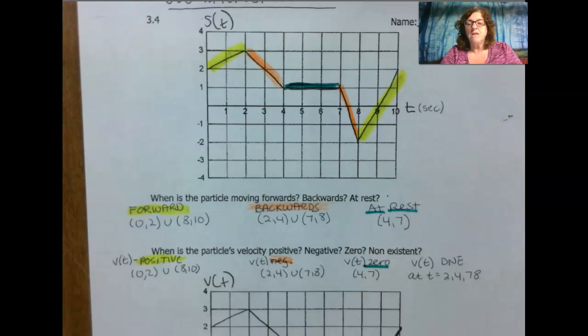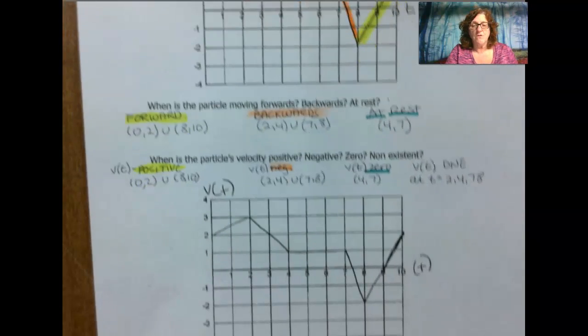Where does v of t not exist? So we're looking for corners and cusps, things of that nature. And so we have 2, 4, 7, and 8. Now we're going to move on to the velocity graph.